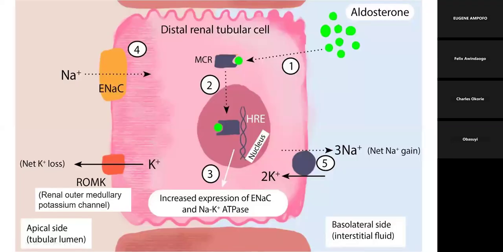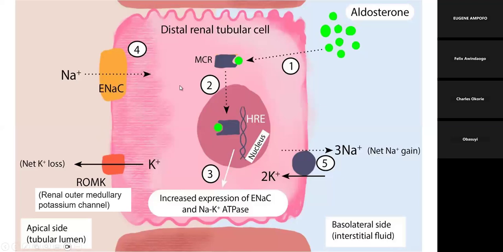So what aldosterone does is that it goes into the distal renal tubular cell, and then it binds to the mineralocorticoid receptor. And once it binds, it is able to go into the nucleus of the cell. Once aldosterone is in the nucleus, it stimulates gene transcription. So it affects the gene that transcribes mainly two proteins. But apart from these, it also secretes other proteins that are pro-inflammatory.